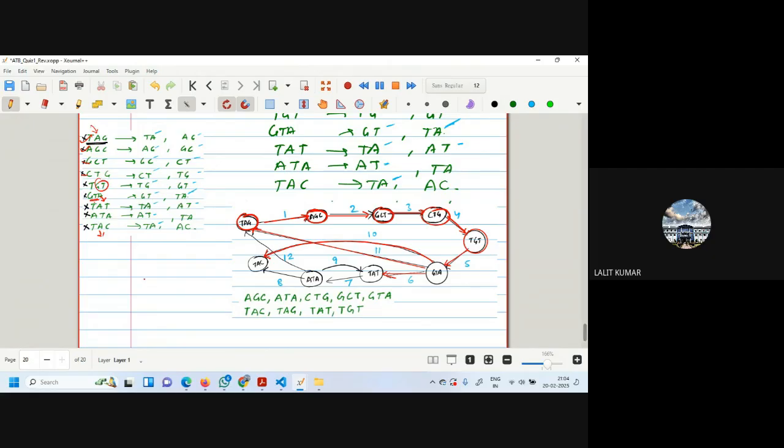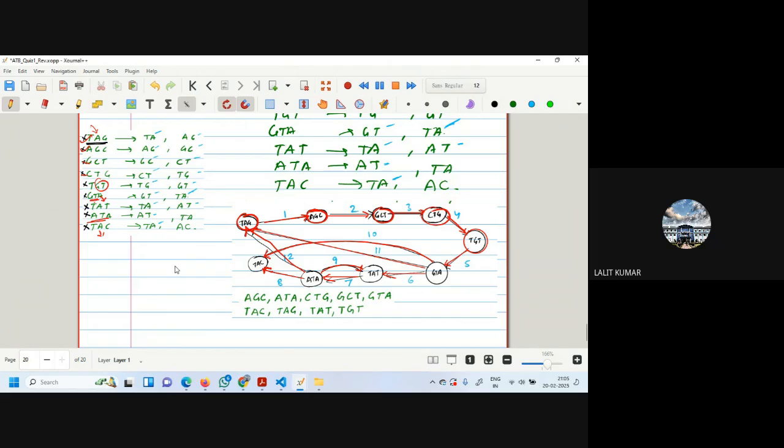Now from TAT, I can go to ATA. So this is the ATA. And from ATA, again, I can go to TAT because it is TA. So again, I can come here. And from ATA, I can go to TAG also, and also to TAC. So this is how this graph is made.